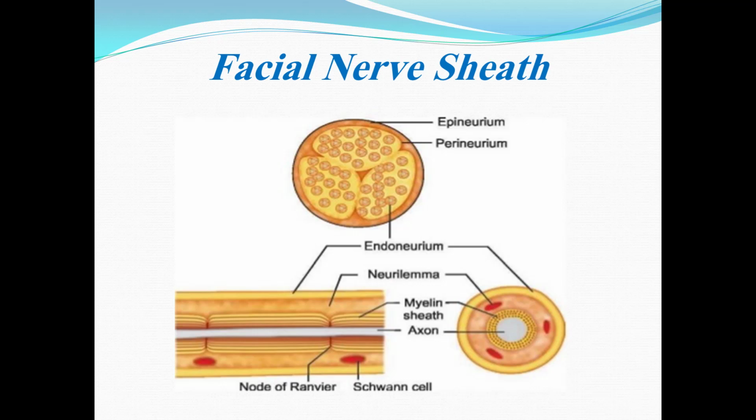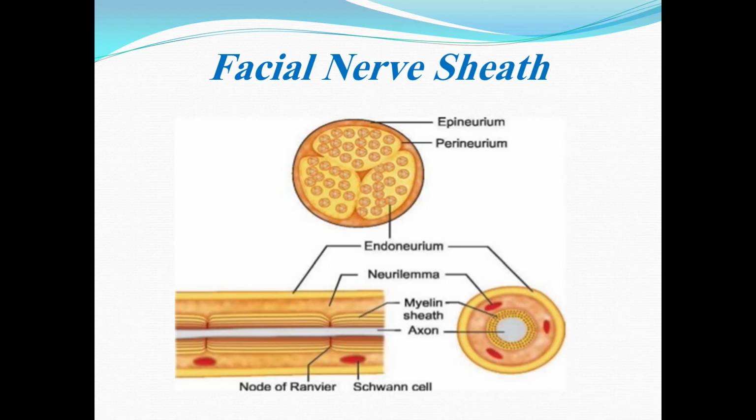The second branch is the nerve to stapedius from the mastoid segment, then the chorda tympani nerve from the same segment, carrying the fibers of the taste of the anterior two-thirds of the tongue. Finally, the terminal branches to the muscles of the face and the posterior belly of digastric and stylohyoid.